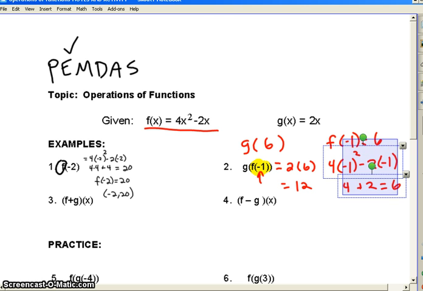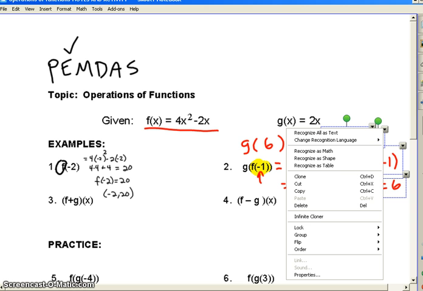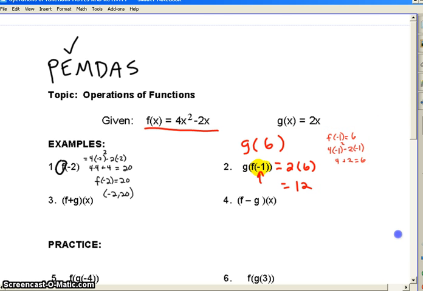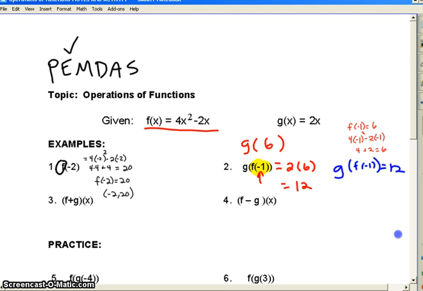So we had to evaluate the f function first before we could find the answer to that. If you were going to look at it, g of f of negative 1 is equal to 12. And if I was going to write that as an ordered pair, what did I get for f of negative 1? So 6 comma 12 would be the ordered pair.